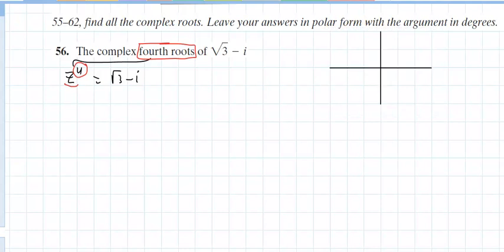We just did radical 3 and negative 1. Oops, negative 1 is smaller than radical 3, right? So let's say right there. So we already know from the previous problem that r is 2 and the angle is 11 pi over 6. So this is actually 2e to the 11 pi over 6 i.